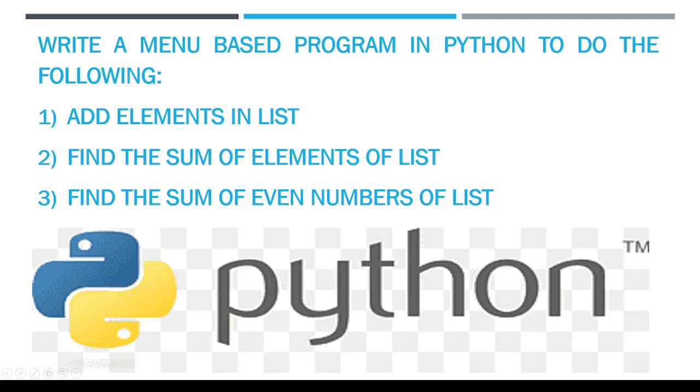Hello friends, today I am going to write one menu based program in Python to do the following operations. The first operation is to add elements in a list. The second is to find the sum of all the elements of the list, and the third is to find the sum of all the even numbers of the list. So let's begin this program.